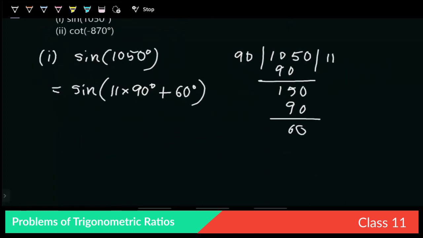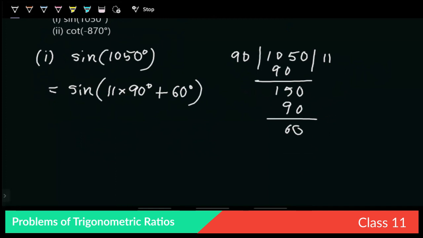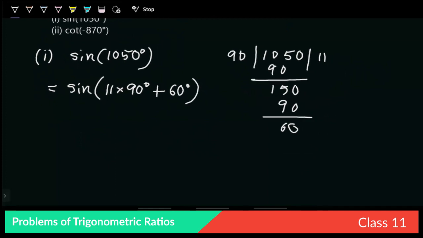Now see, just now I have told you the concept. That means when the coefficient of pi by 2 will be an odd number, then the ratio will change: sine to cos, cos to sine, tan to cot, cot to tan, etc. So here you can see very well that the coefficient of pi by 2, that means 90 degree, is 11. So 11 is an odd number. So you can very well write here cos, but we have to choose the quadrant.